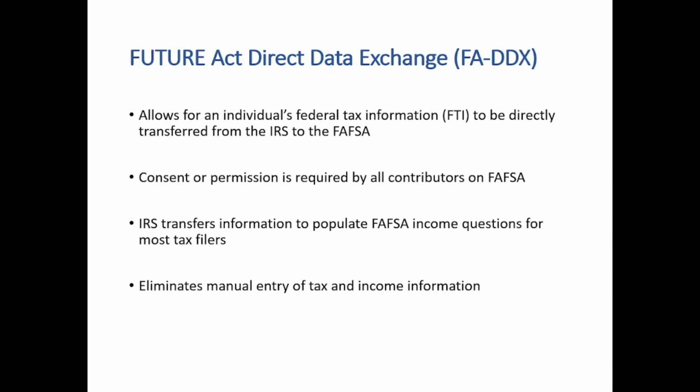The FUTURE Act last year came out, and they shortened the questions on the FAFSA, and they also allowed a direct data exchange from the IRS. So it allows you to give consent or permission to pull all your 2023 federal tax information on the FAFSA so that it is very accurate. You have to have consent or permission to be able to pull all that data onto the FAFSA for you, so you don't have to manually put that in most cases.